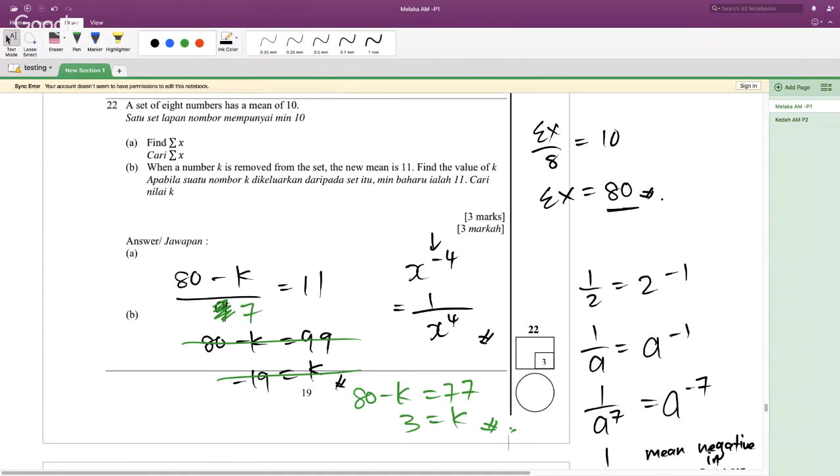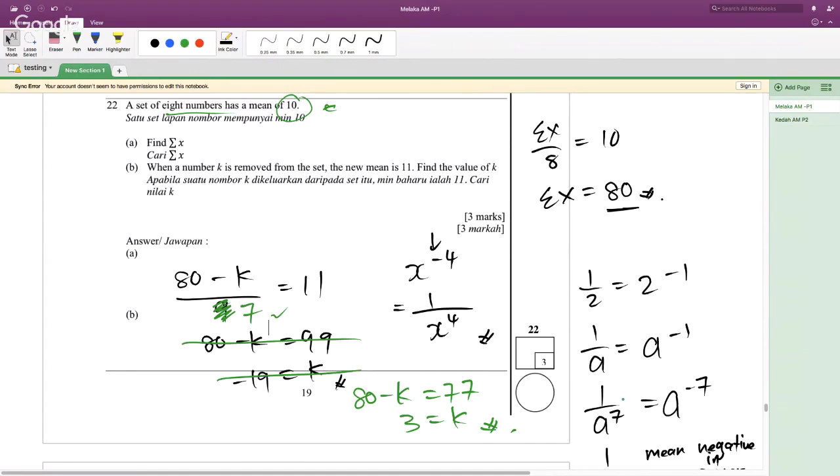I'm not sure why I suddenly saw this one as n. This one actually is the mean value. Because you have 8 numbers here, after you remove 1, you are left with 7. So I just move the 7 to the other side. Therefore, I will get 77. Then everything should be all right.